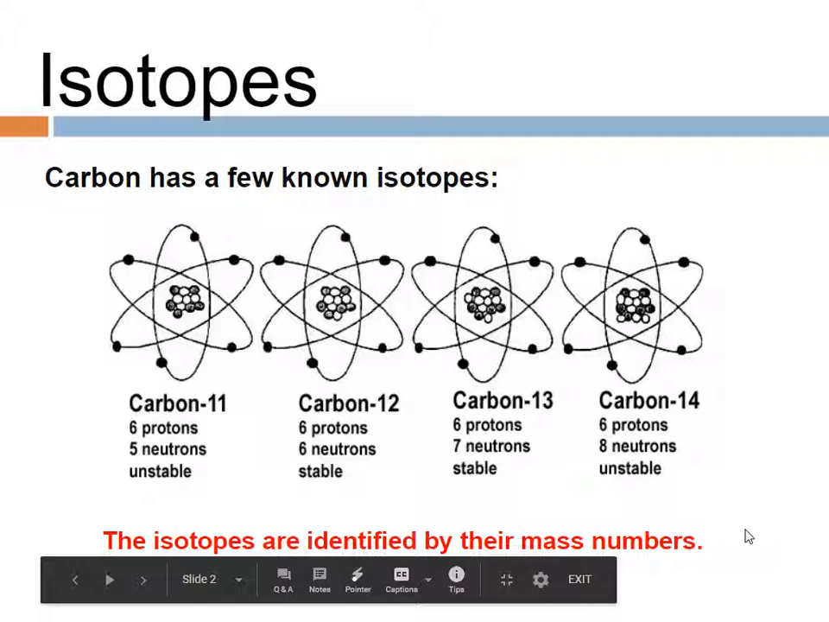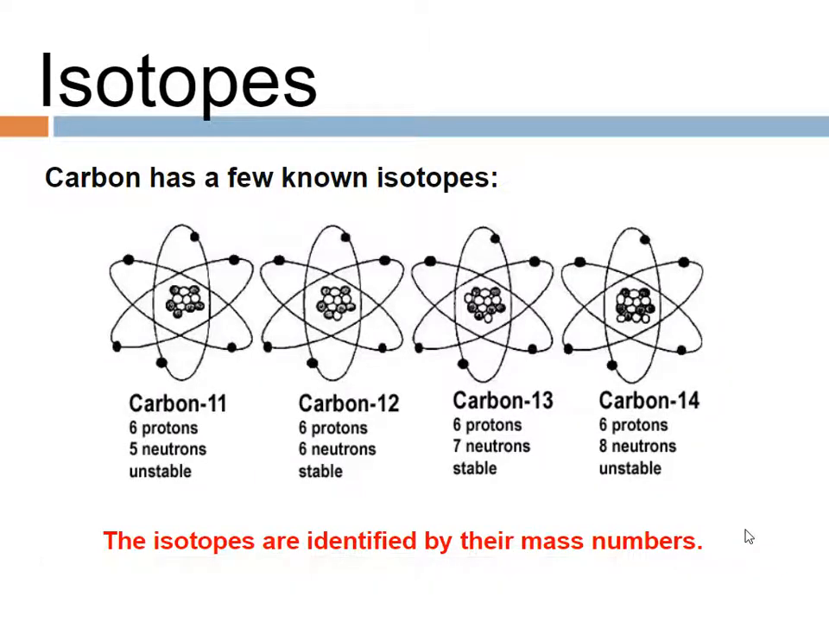Here are the 4 known isotopes of carbon. Carbon 11 has 6 protons and 5 neutrons. Carbon 12, which has 6 protons and 6 neutrons. Carbon 13, which has 6 protons and 7 neutrons. Carbon 14, that has 6 protons and 8 neutrons.